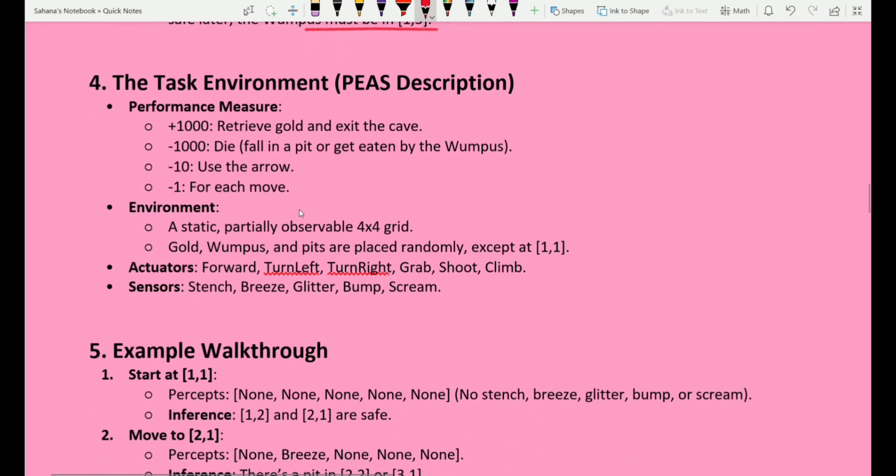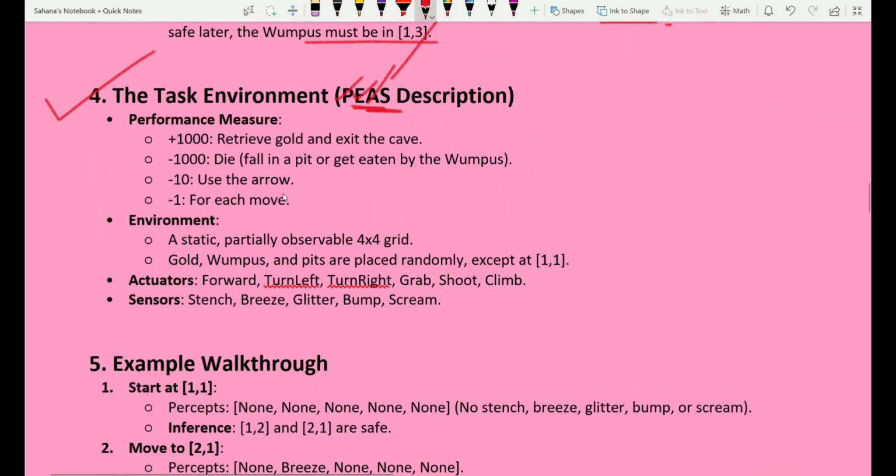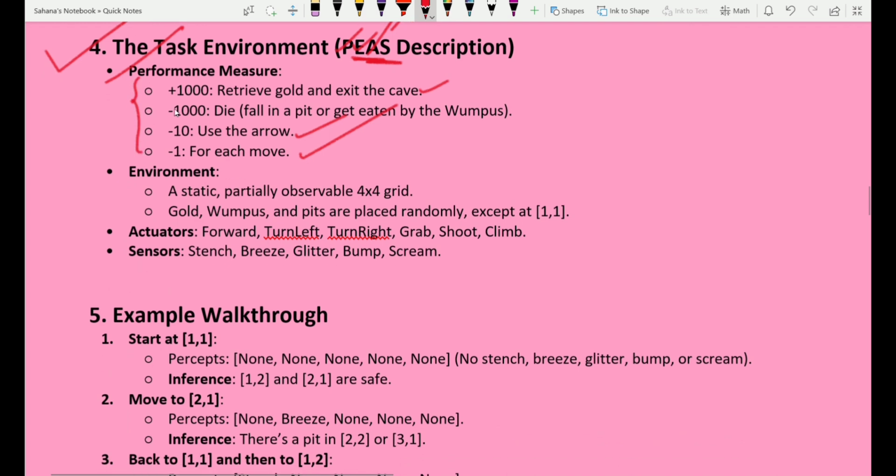Next, the fourth one is the task environment, where we should write the description of PEAS, that is performance measure, environment, actuators, and sensors. What we described above, just write in these wordings here. The performance measure: plus 1000 if we retrieve the gold and exit the cave. Minus 1000 if we die, fall in a pit or get eaten by the Wumpus. Minus 10 for using the arrow. Minus 1 for each move.